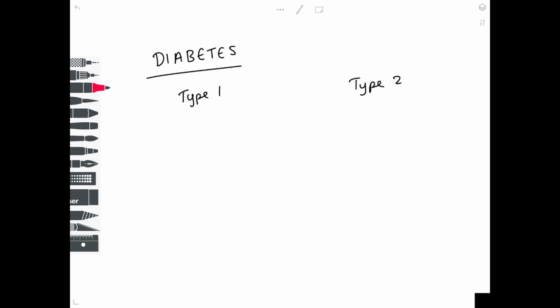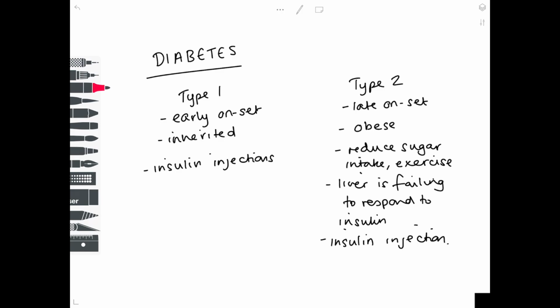Type 1 tends to be the one you get as a child, and we call it early onset for this reason, and it is inherited, so you get it through your genes, so you inherit it from your parents. And here you'll have to do insulin injections because effectively your pancreas isn't producing enough insulin. In terms of symptoms, so how you might know that you have diabetes, first of all, you'll get excessive thirst, so you'll want to drink all the time. As a consequence of that, you'll produce lots of urine because you've taken on so much water and liquid.